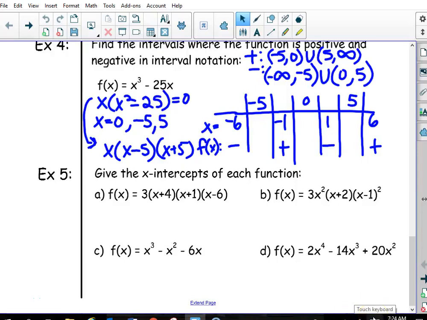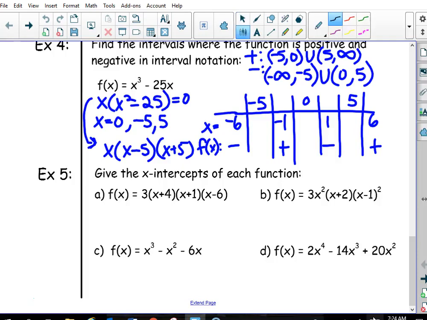Okay, looking at the x-intercepts of functions. Now, I noticed that for the most part, they get a little bit harder towards the end of the set of problems, but for the most part, they're fairly easy to factor. A and B, I can see the factors by looking at them. C and D are fairly easy to factor.